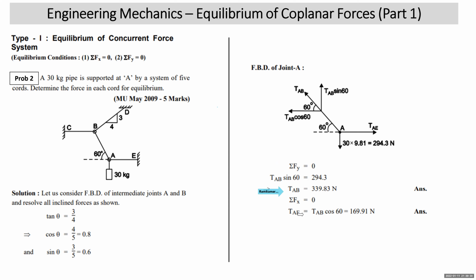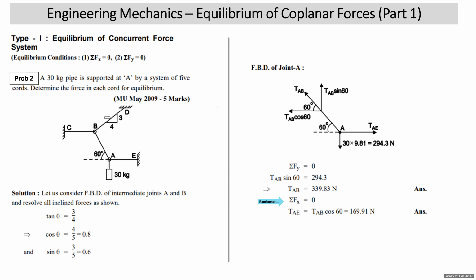Is that all understood by everybody? We did not start with sigma Fx equal to 0 because if we start with sigma Fx equal to 0, I'll get TAB cos 60 is equal to TA. But if we apply sigma Fy equal to 0, we could get some unknown. And now I write sigma Fx equal to 0, so TA is equal to TAB cos 60. Substitute the value of TAB, you get the value of TA. So you got the tension in two cords or two strings.